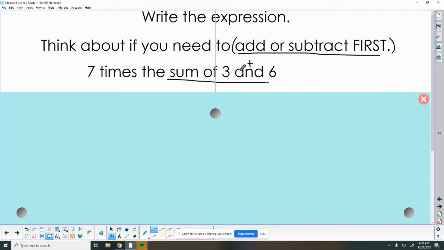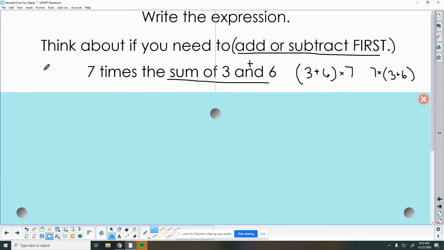So I can hear it wants us to add first. So we're going to do 3 plus 6, and I want to put that in parentheses because I want to add first. And then there's a couple ways we can write this 7. We can either then multiply it by 7. So I know it said 7 first, but we had to do the sum of 3 and 6 first, then multiply by 7. We could also put this 7 in front and say 7 times 3 plus 6.